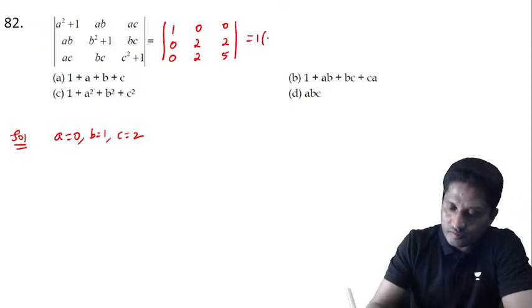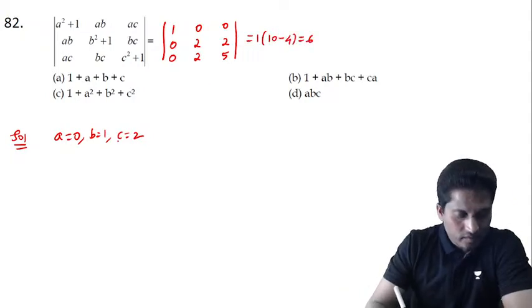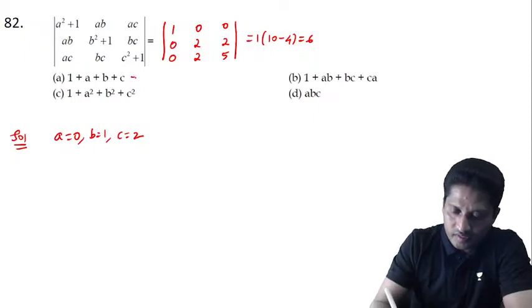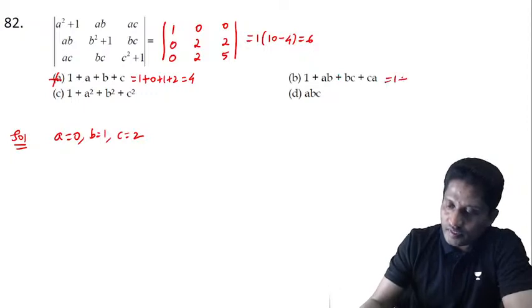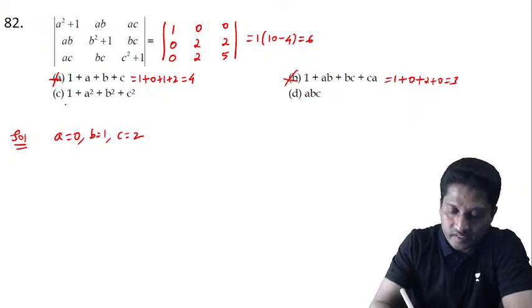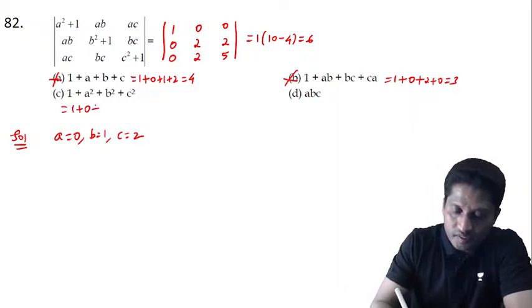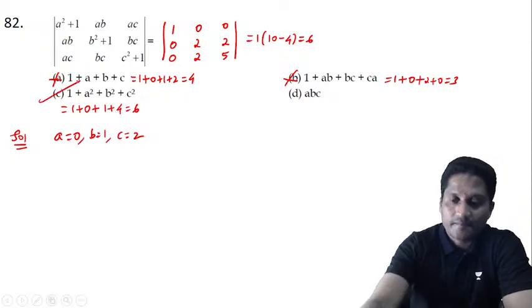Delete first row, first column, you get 10 minus 4, which is equal to 6. Okay, now if I substitute in this, you get 1 plus 0 plus 1 plus 2, which will not give me 6. So this option is ruled out. Similarly, this is 1 plus A is 0, BC is 2 plus 0, I'll get 3. Even this is ruled out because I need 6. I should get 6. 1 plus 0 plus B square is 1, C square is 4. You add all this, you get 6. Answer is option C.